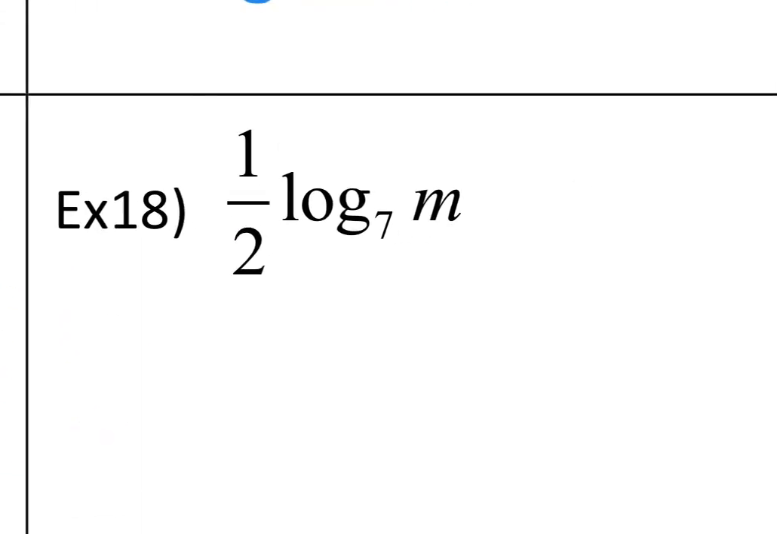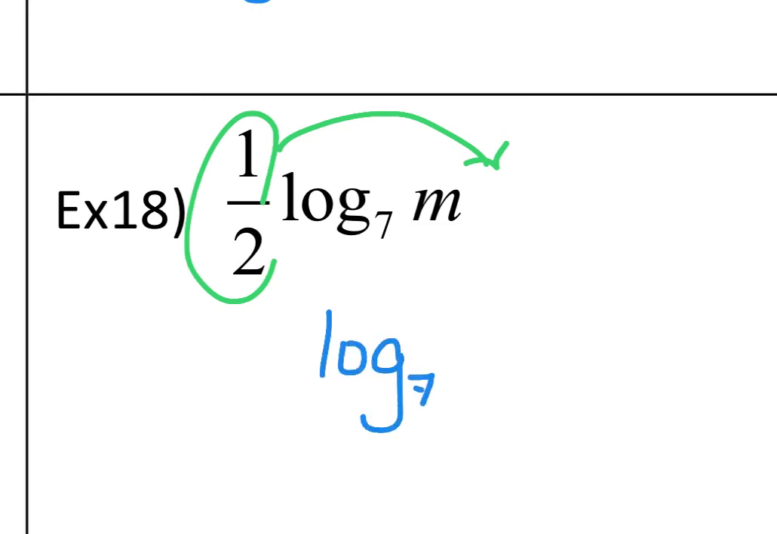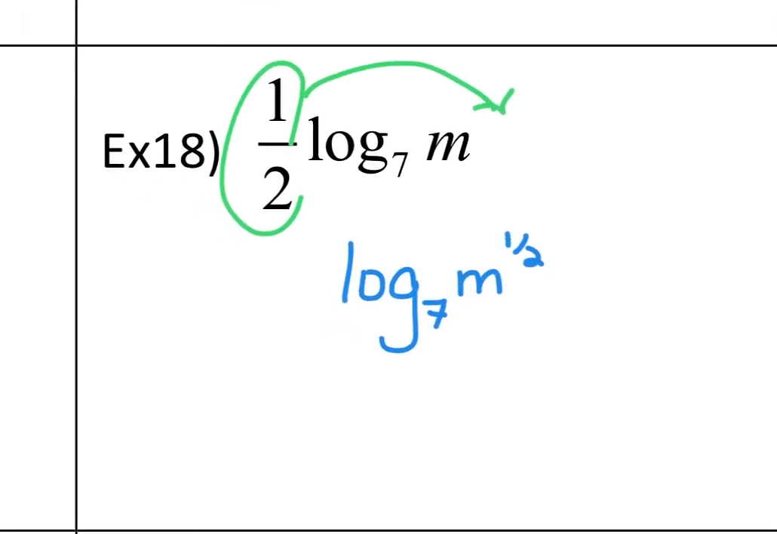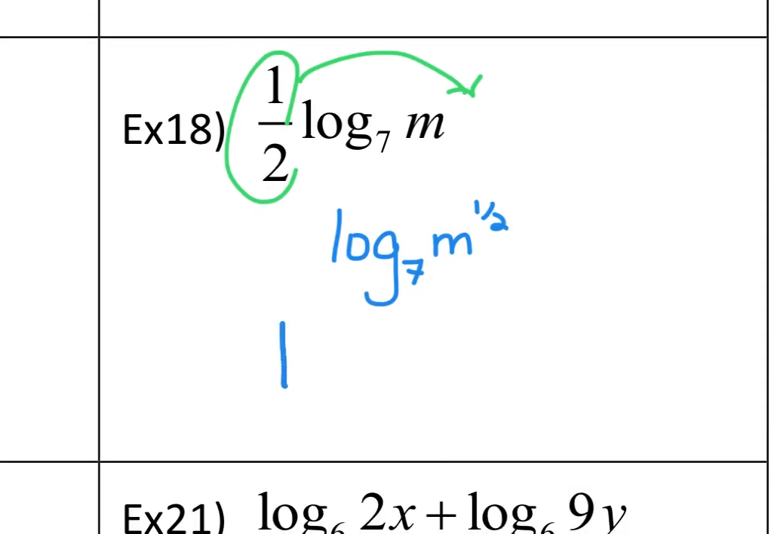So here again, you have a coefficient that is going to become an exponent. So the first step I'm going to do is rewrite this as log base 7 of m to the 1/2 power. But if it can be written as a radical, when you're condensing it, I actually want you to write the radical and not the fraction exponent. So log base 7 of the square root of m.